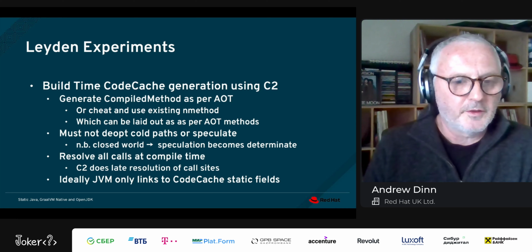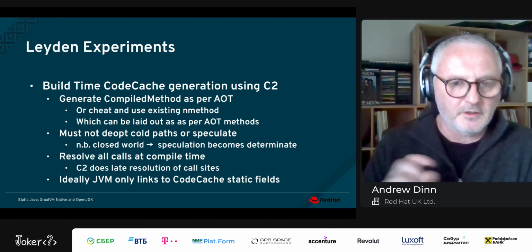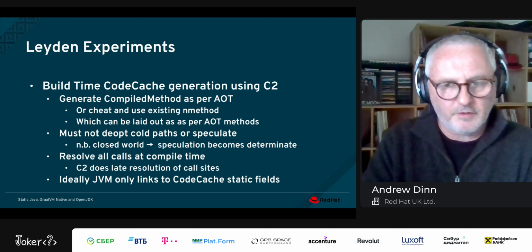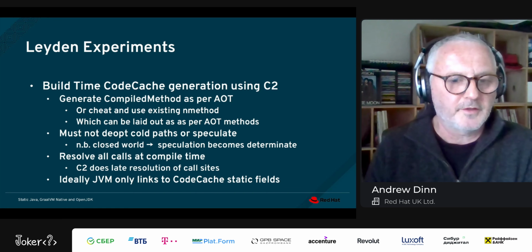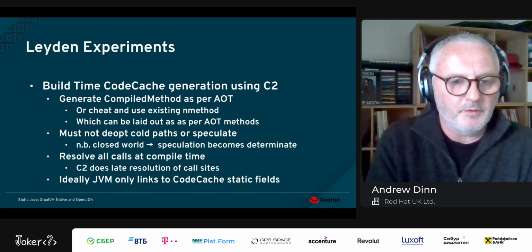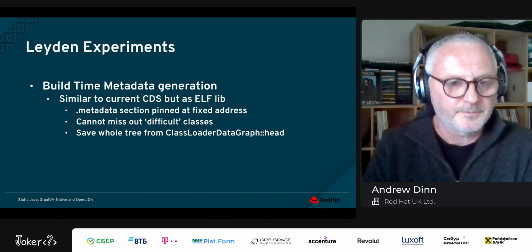Another thing C2 doesn't do is resolve calls at compile time. It resolves them later. So we had to force through some of the resolution to make sure that when we compiled all the methods, all the cross-method call linkage was established. So that's another part of the test that was done. And ideally what you get is an ELF library with a code cache and various other fields in, which are the implementation of various static fields referenced in the JVM. We managed to get that to work.